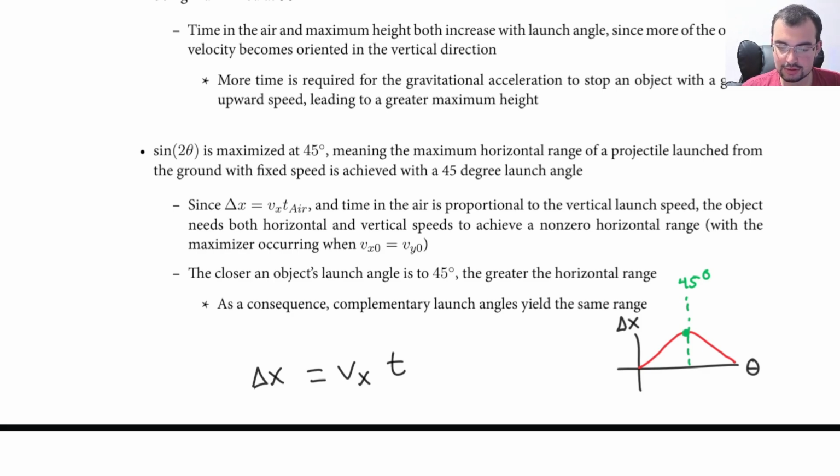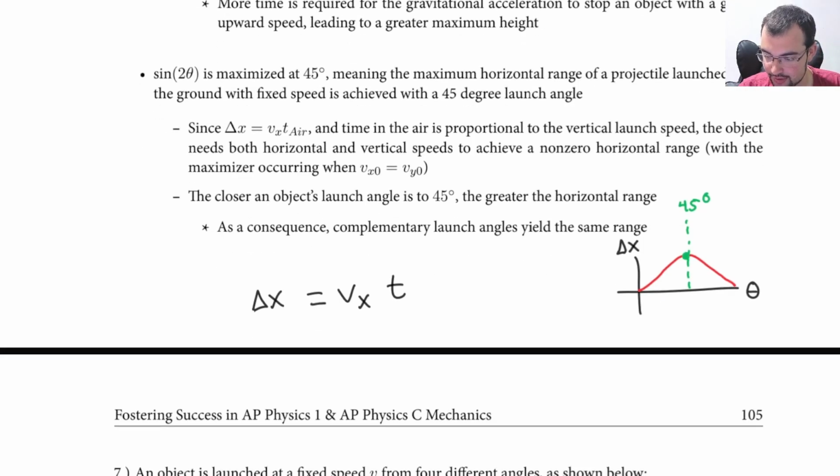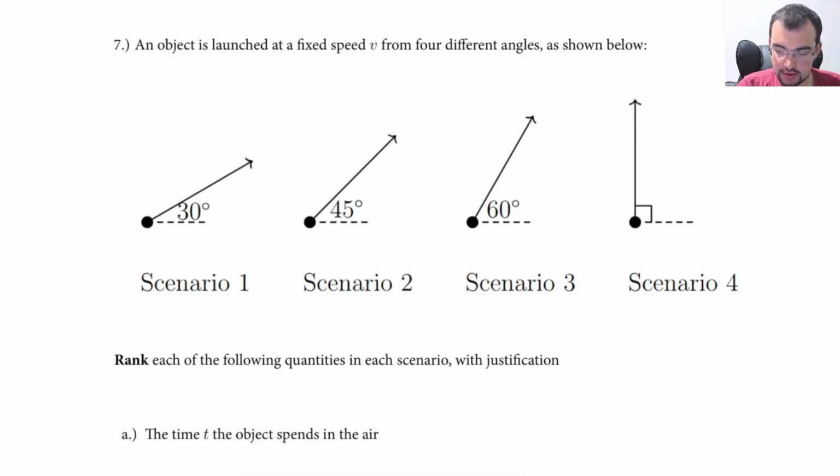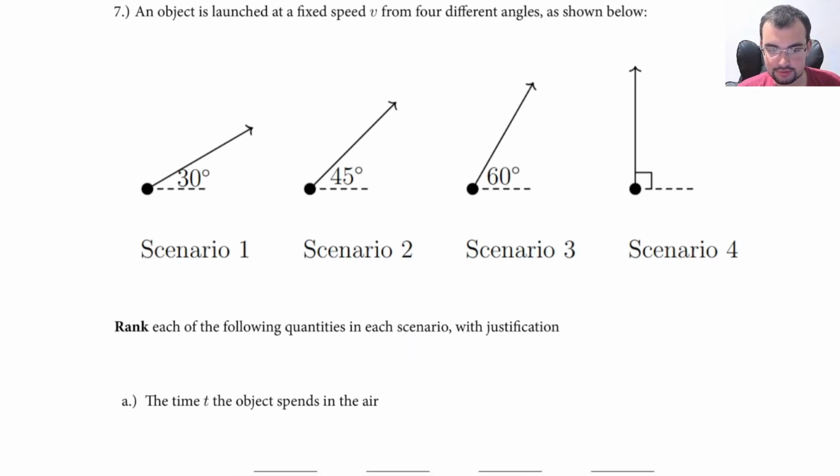And also, as a consequence of this, if angles are complementary, they also yield the same range. Because complementary angles are actually the same distance from 45 as one another. So, for example, 50 and 40 are going to yield the same range because they are 5 degrees apart from 45 each. Notice they're also complementary. So this is a great ranking task.